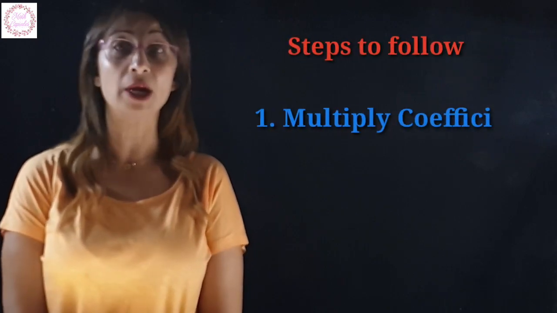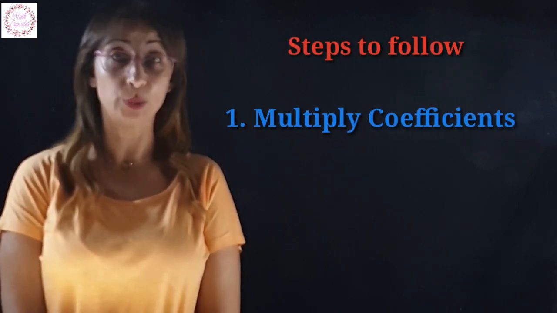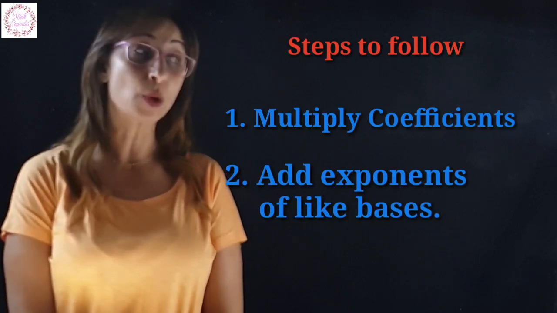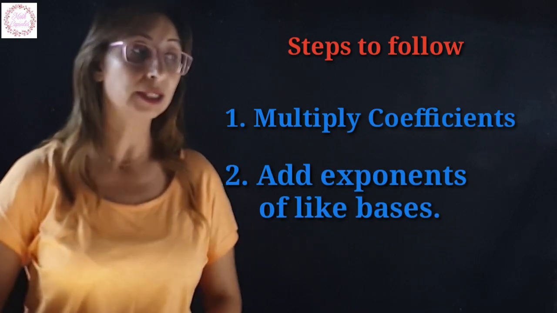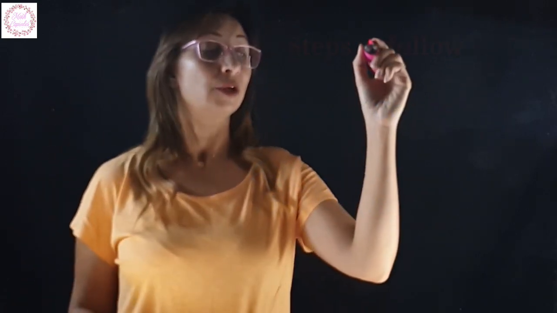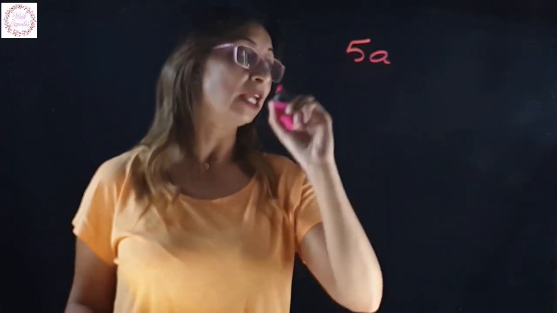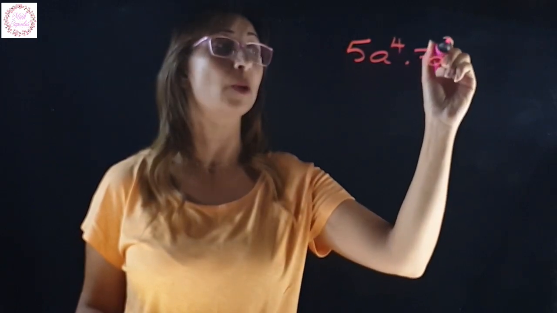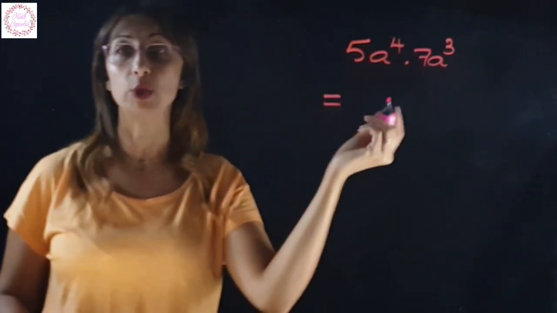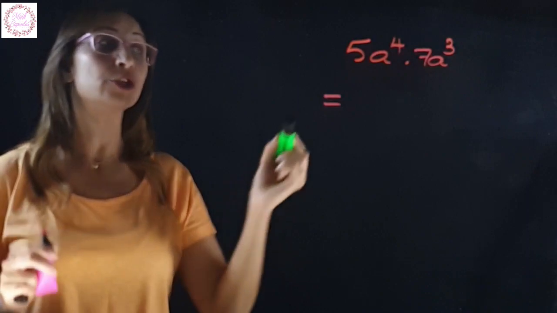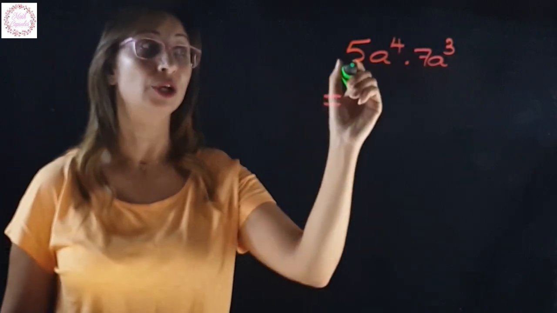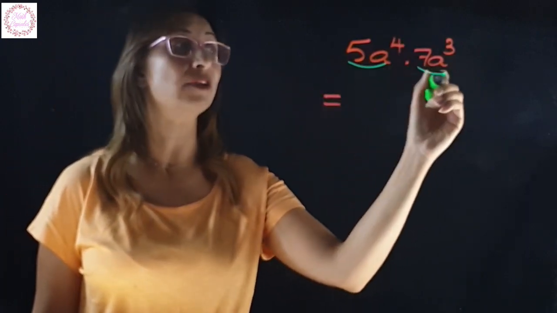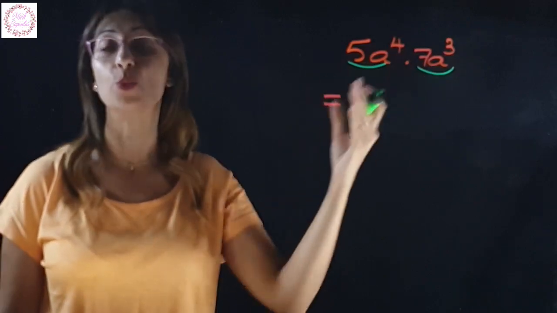So to multiply monomials, you have to do two things. First, we multiply the coefficients of both monomials, and then we add the exponents of like bases. Let's have another example: 5a power 4 multiplied by 7a power 3. Again, what do we have now here? We have two monomials multiplied by each other, 5a power 4 and 7a power 3. These are the two monomials.